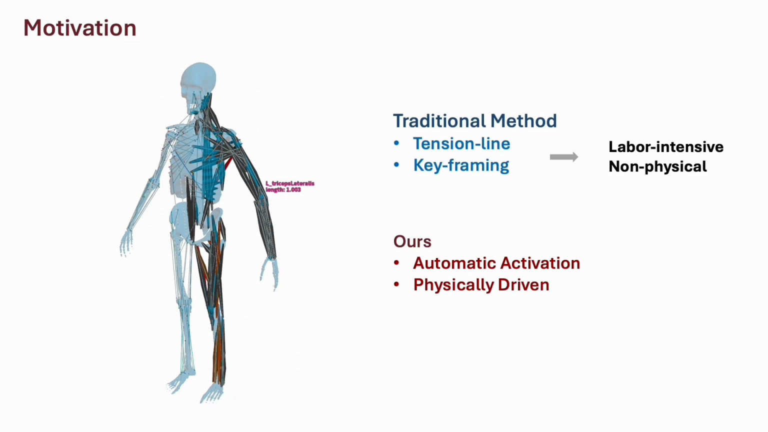As shown on the left, the traditional workflow relies on tension lines. The artist manually connects two anchor points on the skeleton, and once that line contracts below a length threshold, the muscle bound to it is activated. The alternative is keyframing each activation curve by hand. Both are labor-intensive and non-physical. Ours instead discovers the activations automatically with reinforcement learning, giving automatic activation and physically consistent motion.